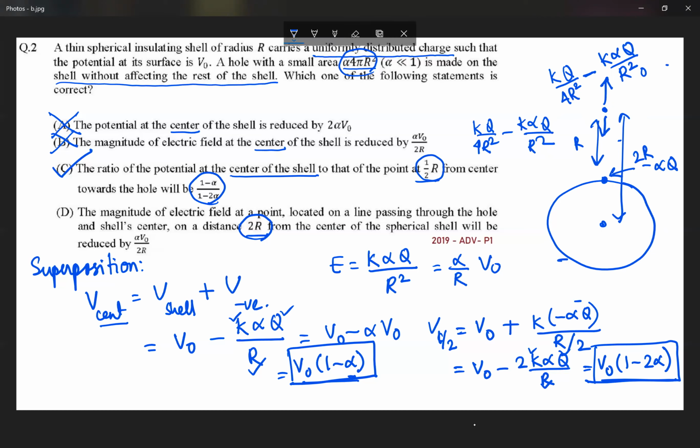So it is not reduced by alpha V0 by 2R once again. It is reduced by alpha V0 by R. So option D as well is wrong. The correct option over here is the ratio of the potential is 1 minus alpha by 1 minus 2 alpha. If you solve it, none of the other options match.